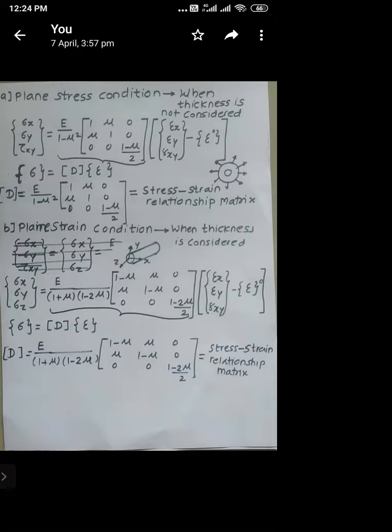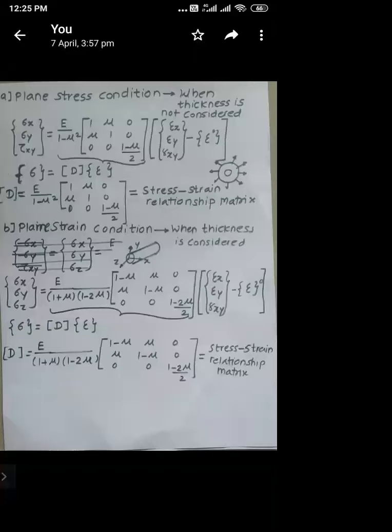So I will write down here, I will mention it: assuming plane stress condition. Then if you assume the plane stress condition, what is the value of D you are getting? What is the value of D? Here it is E divided by 1 minus mu square.